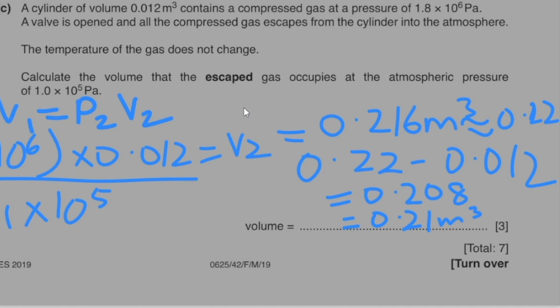So initially this volume of gas was compressed into 0.012 meters cube, and the pressure was higher than atmospheric pressure. Once the valve was opened, some of the gas escaped, and the only remaining was 0.012, which is the volume of the container, since pressure applied is not going to be higher than atmospheric pressure.